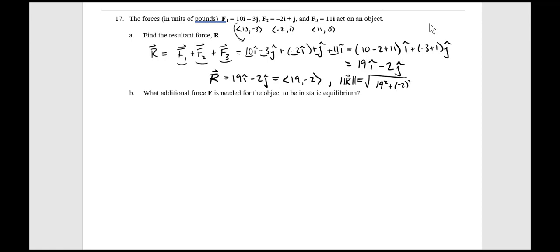We weren't asked to do this last part, but I'm going to do it anyway. 19 squared is 361. 2 squared is 4. It's root 365, which I don't think simplifies down. Right, but that's root 365, which is roughly 19.1.